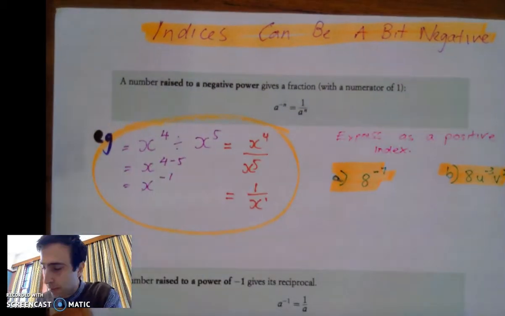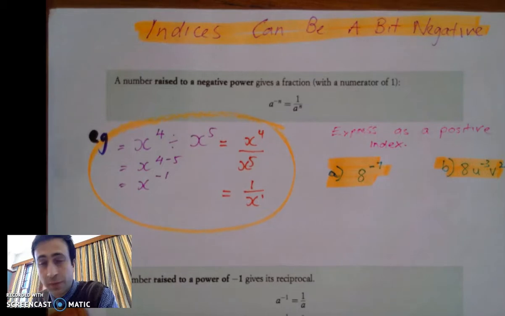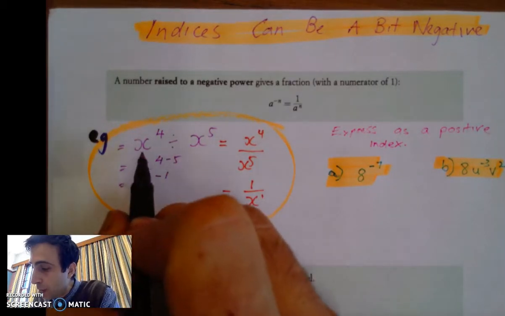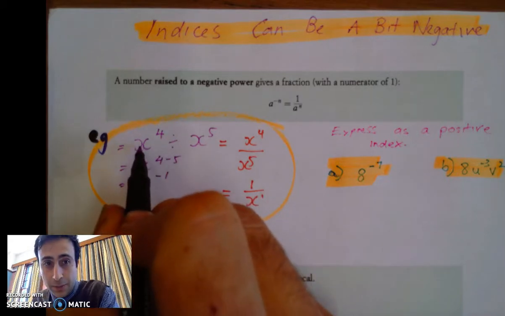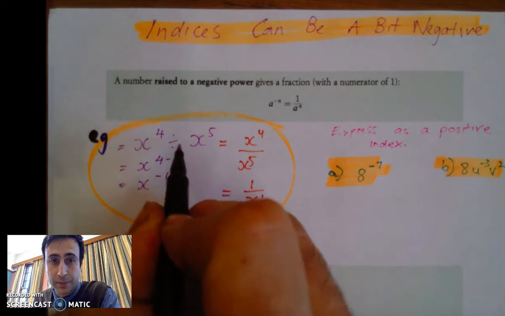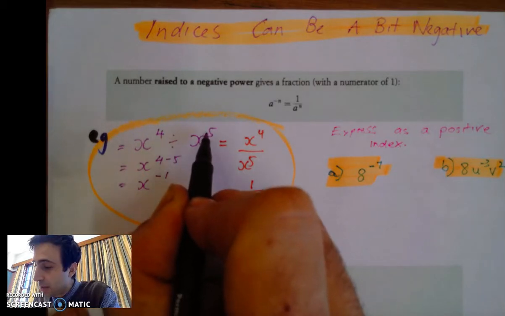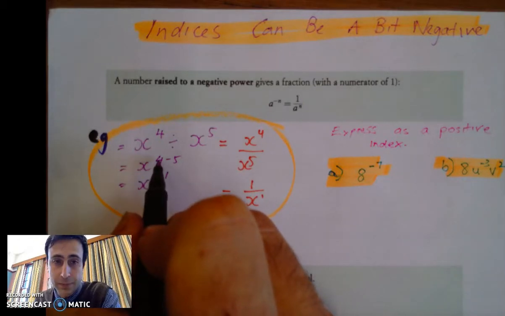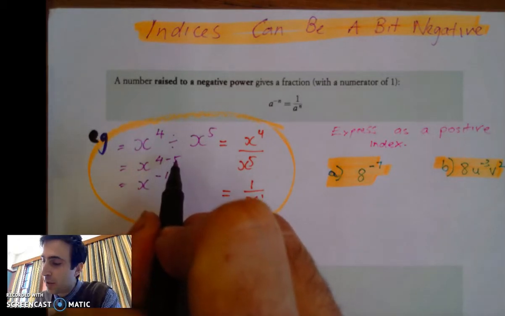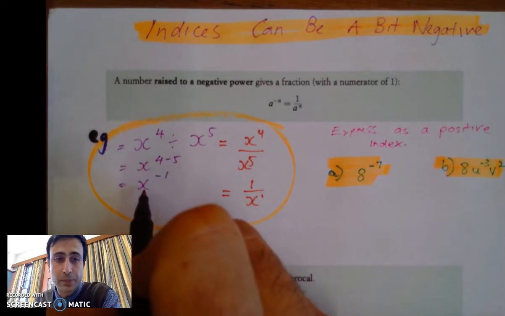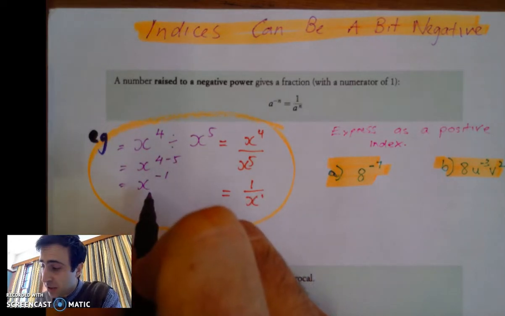Now the proof of that is that if I have this one here, and we've done dividing indices, x to the power of 4 divided by x to the power of 5 is the same as x to the 4 minus 5. And so 4 minus 5 is negative 1. Now that's one way of doing it, and that's totally right.